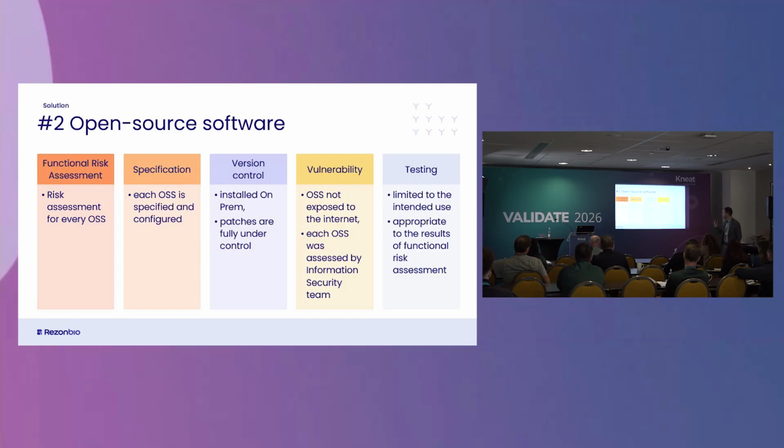Vulnerability: open source software not exposed to the internet, each was assessed by the information security team. And in the end, testing, very important, limited to the intended use of the open source software. Those tools can do many different things, but we would like to use them for a very specific process. So the specific use was tested, the intended use, not everything, right? And appropriate to the results of the functional risk assessment.